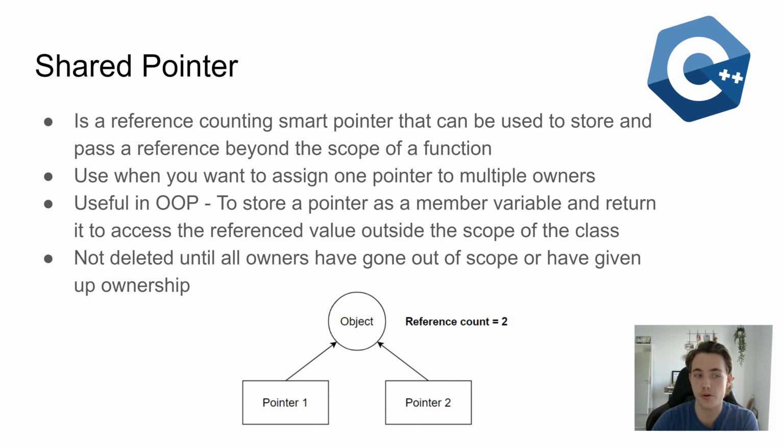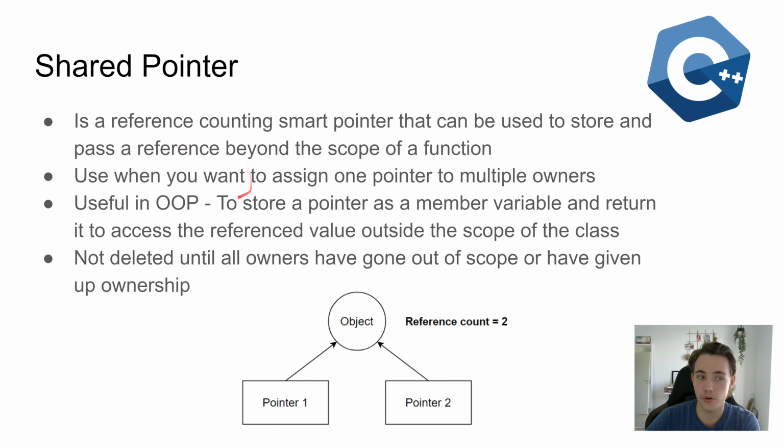We're going to have these shared pointers here, which are reference counting smart pointers that can be used to store and pass a reference beyond the scope of a function. Let's say we need a reference that needs to be passed beyond the scope of a function. If we're using unique pointers, we know that when they go out of scope, they will be deallocated. But if we want to use them outside of the scope, we can use shared pointers. We have this reference counting, which counts how many pointers are pointing to the object, so we can keep track of how many pointers are pointing to the actual object.